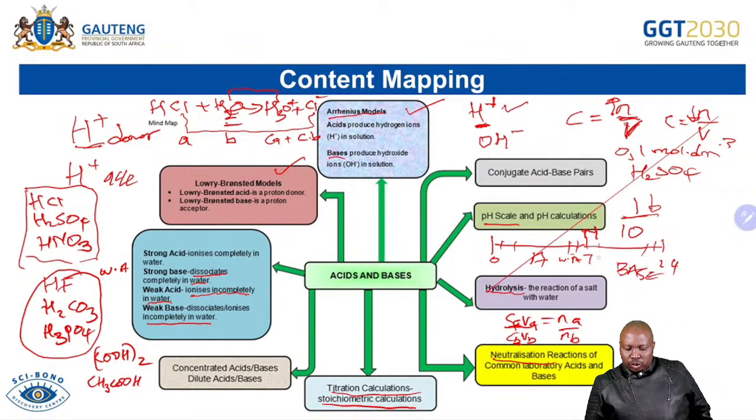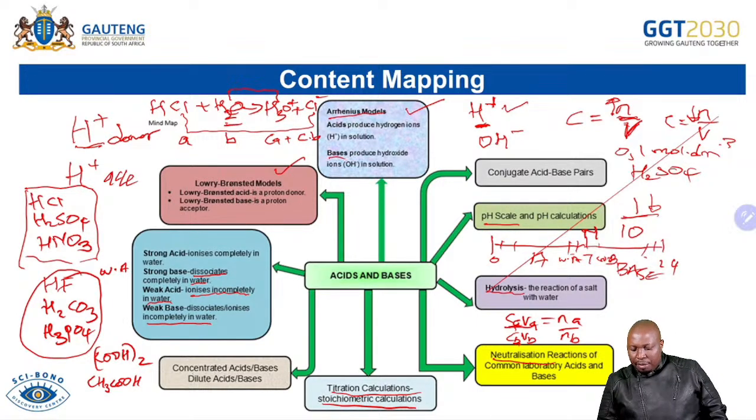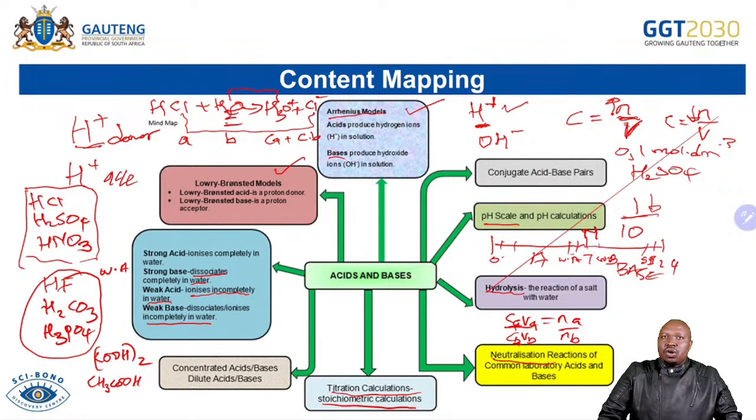So anything close to 7 is weak, either to the right or to the left. But to the ends, we are having strong base towards 14, we are having strong acid towards 0 there. You know that those are strong acids and strong bases respectively.